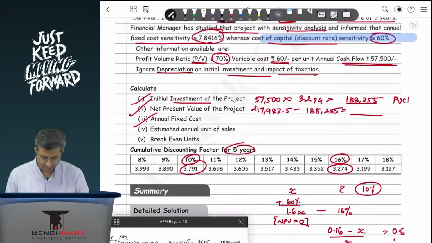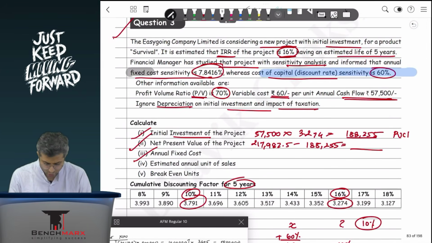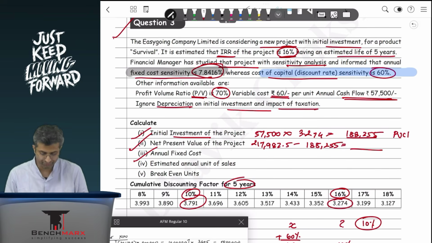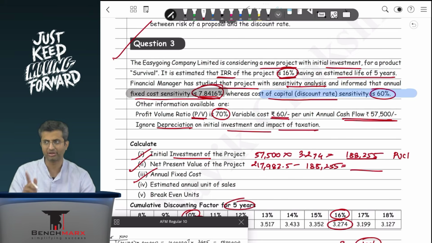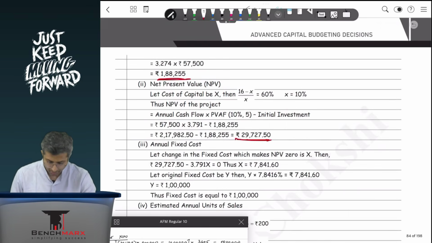Okay, next you go to annual fixed cost. Now annual fixed cost, there is a fixed cost sensitivity which is given to you as 7.8416%. Fixed cost is something which is annual, which means I don't know what my fixed cost is. So let's say my annual fixed cost is X. Now the thing is, if this X changes by 7.8416%, now that is for the first year, second year, third year, fourth year, fifth year, it is there in each of these. If it increases by 7.8416%, then my NPV will be wiped off. It will become 0.